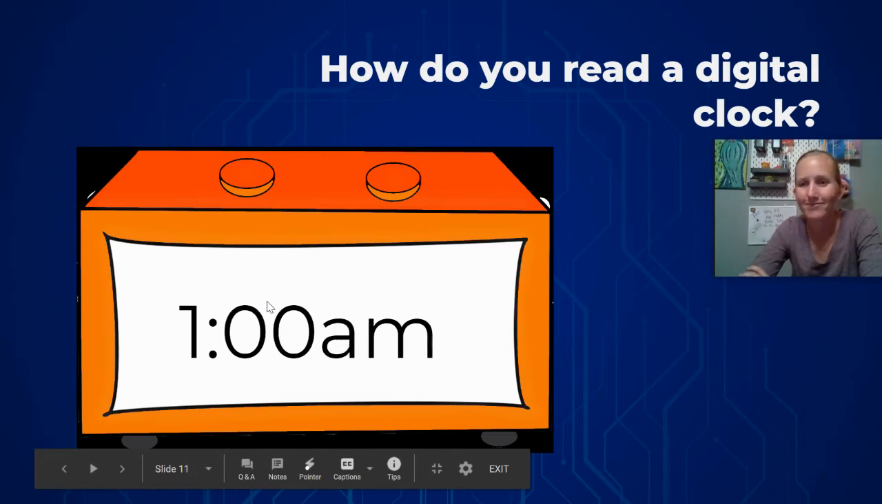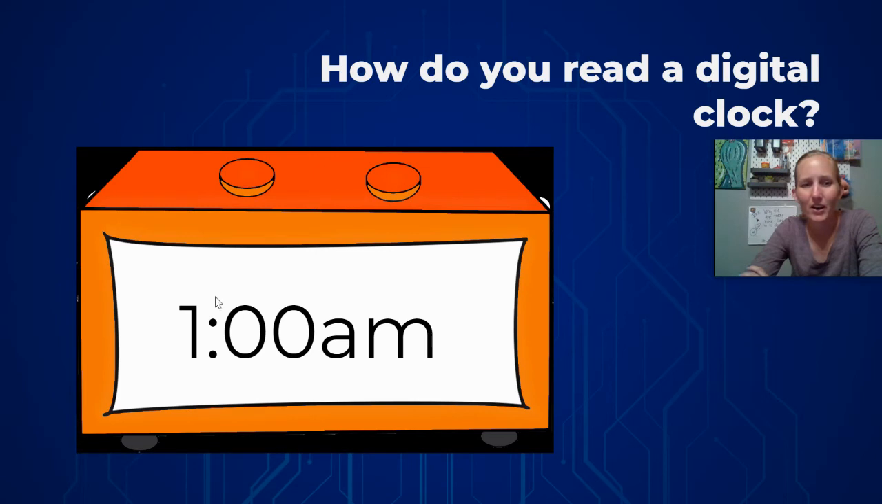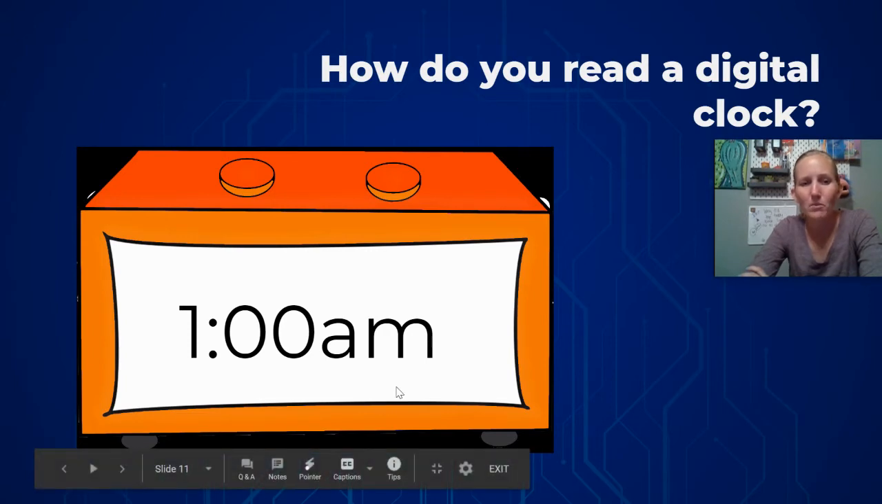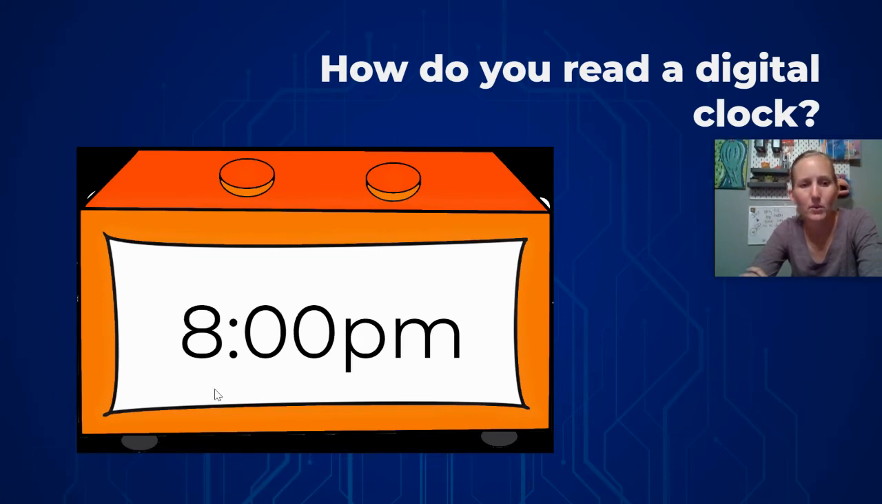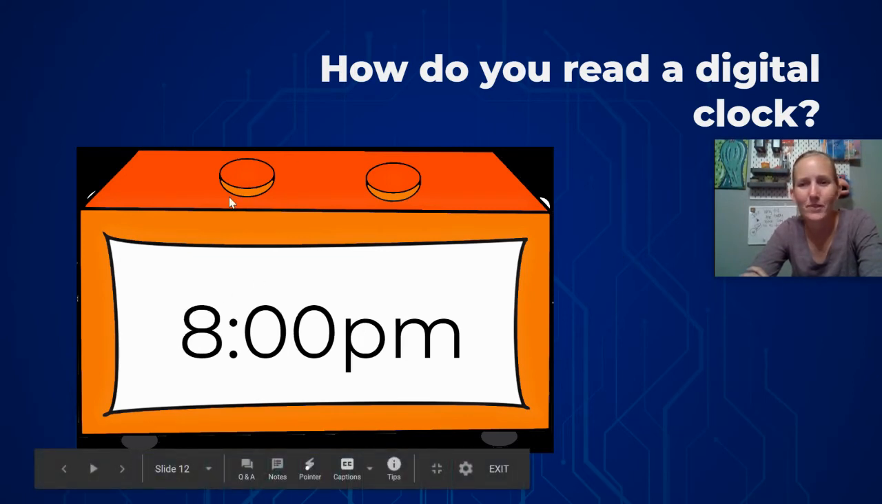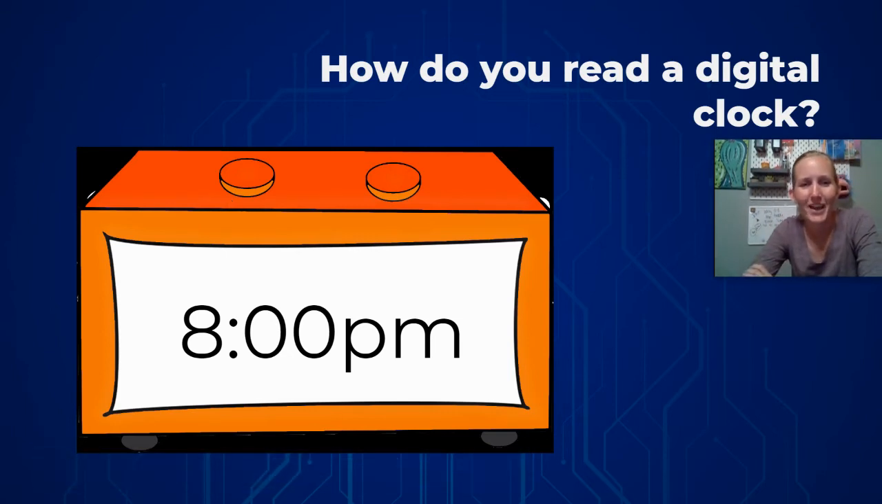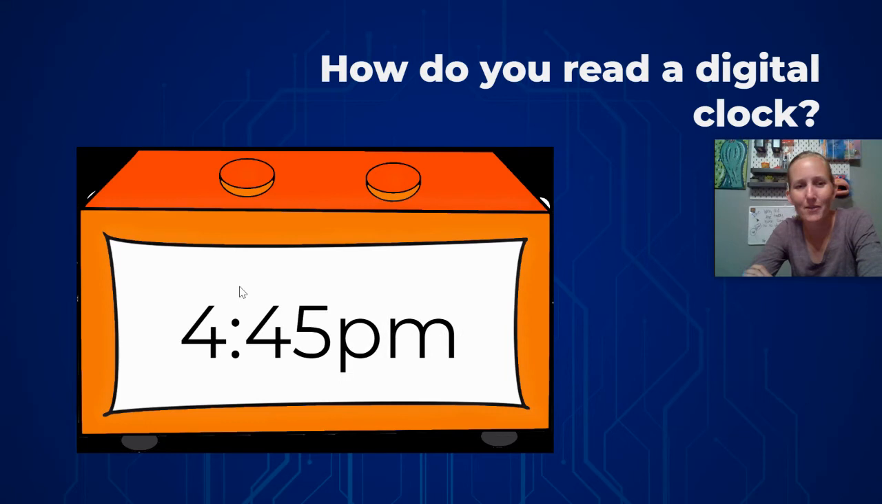All right, try this one. All right, I heard you say 1 o'clock a.m. That is correct, 1 o'clock a.m. Most people are sleeping at this time unless you work at night. 1 o'clock a.m. Here we go, your turn. Let me hear you. 8 o'clock p.m. Awesome job, 8 o'clock p.m.